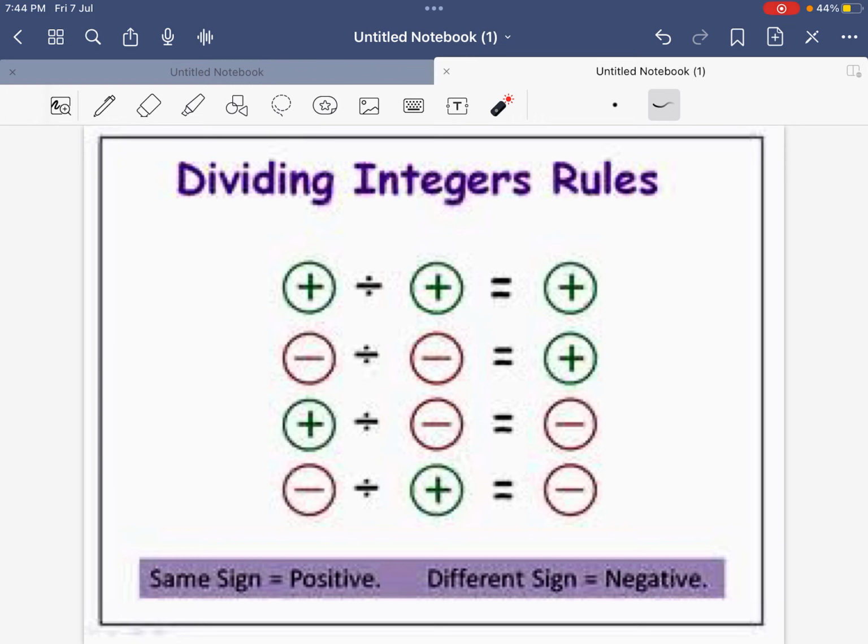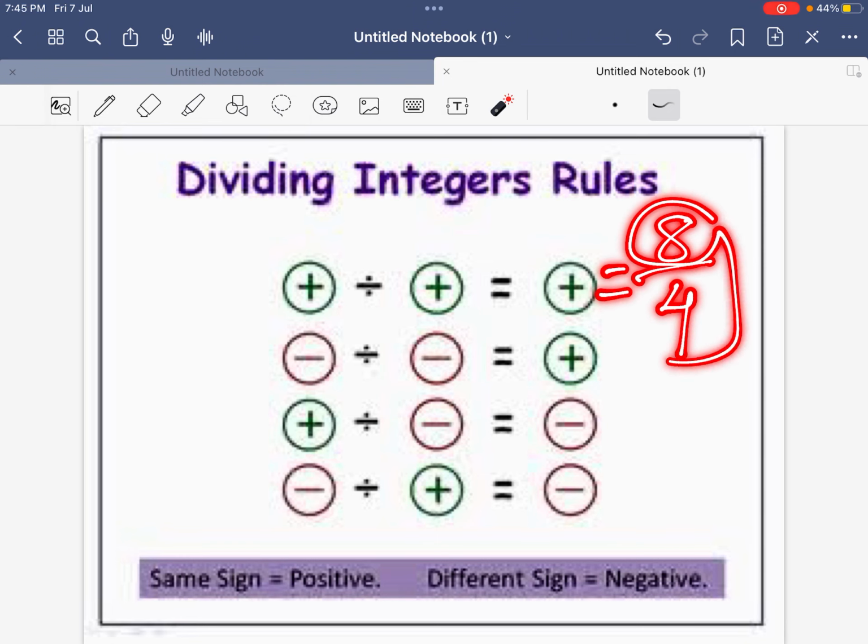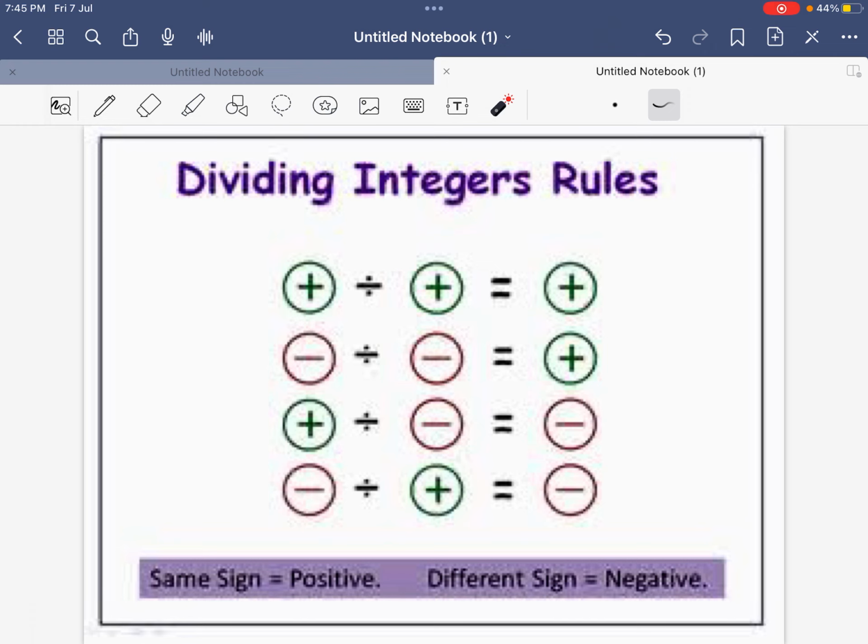Suppose both the numbers are positive, and you are dividing these two numbers, then the answer is also positive. Okay, let's take an example, 8 divided by 4. You see 8 is positive, 4 is also positive, so 4 ones are 4, 4 twos are 8, so your answer is 2, which carries a plus sign. Suppose both the numbers are negative, let's take an example once again, minus 8 divided by minus 4.